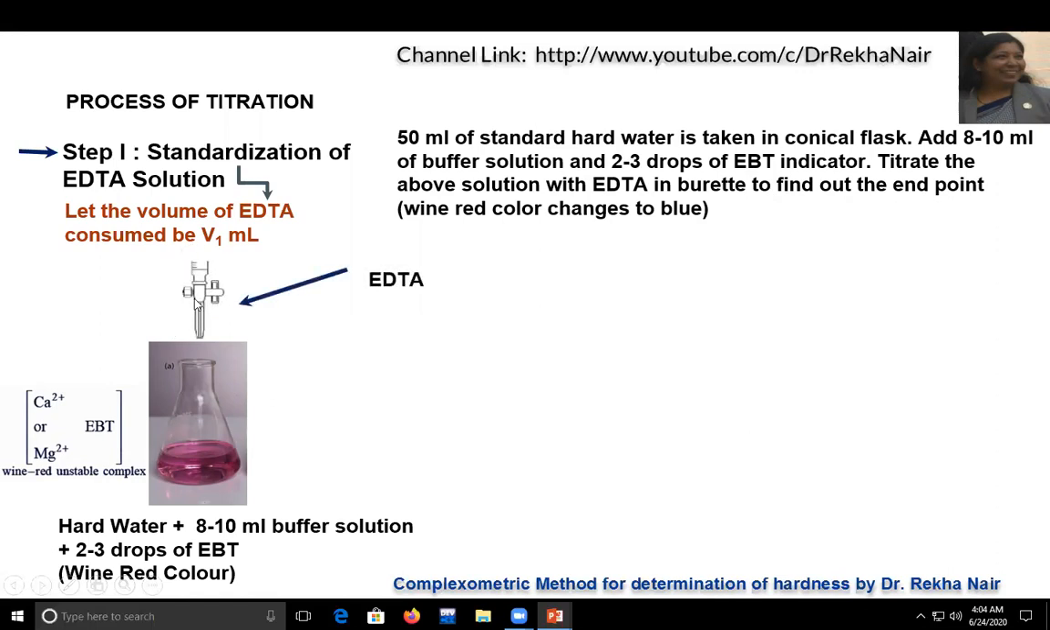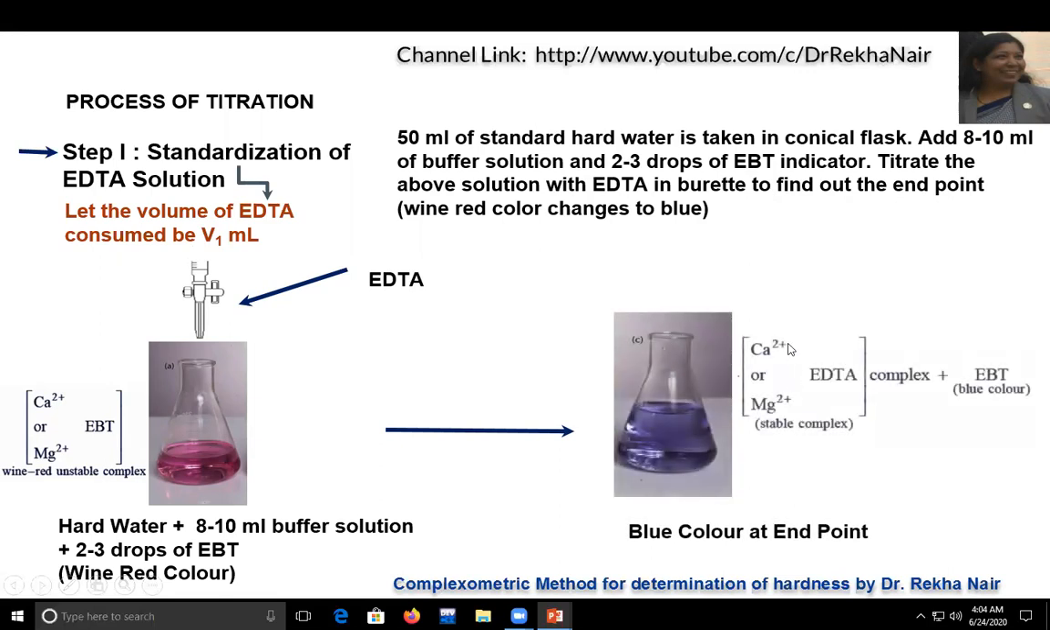EDTA is taken in the burette and it will be titrated. When we start titrating, as I have already said in the previous slide, this EDTA will replace EBT and we get the calcium magnesium EDTA complex. This EDTA complex is a very stable complex and it does not have any specific color, but EBT gets separated out. The color of EBT, that is blue, will be seen in the conical flask.